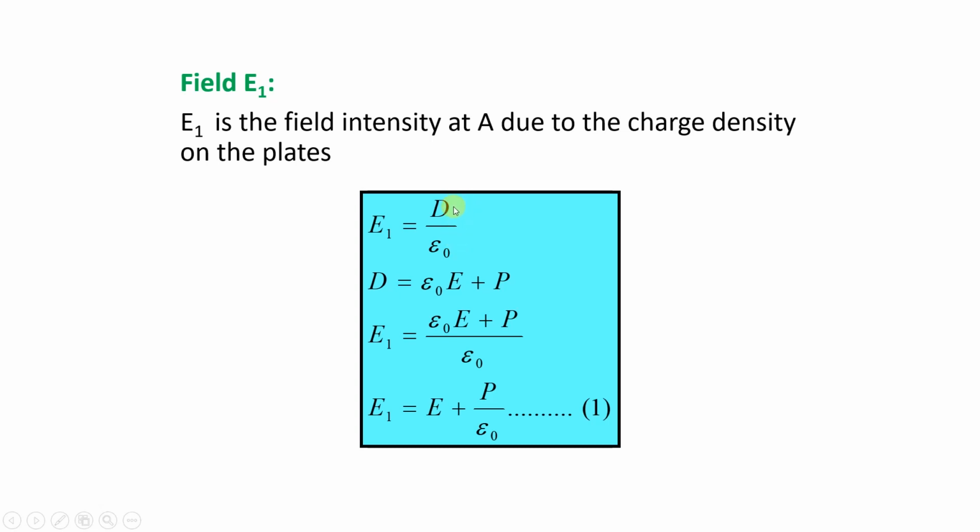What was D? D we already discussed in the first lecture; that is the electric displacement vector. We also know that D is equal to epsilon naught E plus P, which is the three-field vector relation. If I apply this relation into the first equation, E1 is equal to epsilon naught E plus P divided by epsilon naught. That simplifies to E plus P by epsilon naught, where E is the applied field, P is the polarization vector, and epsilon naught is the permittivity of free space. So this is the field due to the free charges on the plates, E plus P by epsilon naught.